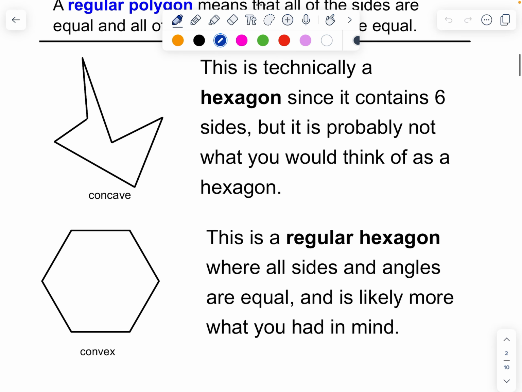This is technically a hexagon. Right here to the left, that's a hexagon because it has 6 sides, but it's probably not the hexagon that you think of. It also is concave, so concave would have indents in it, like a star. Like this is a concave angle. So that's probably not what you think of when you think of a hexagon.